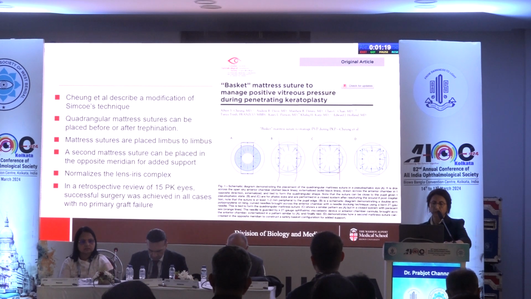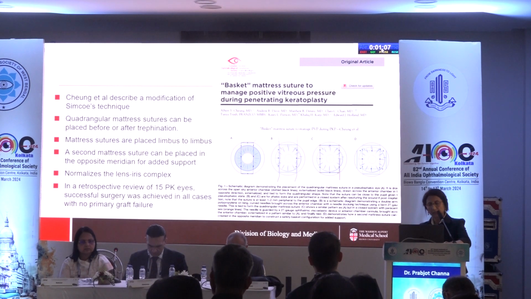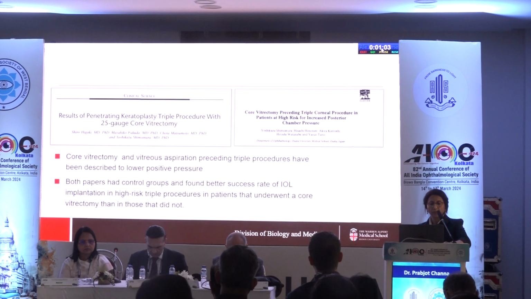A second mattress suture is placed in the opposite meridian for added support, thus forming a basket. This normalizes the lens-iris complex, and in a retrospective review of 15 PK eyes, successful surgery was achieved in all cases with no primary graft failure.